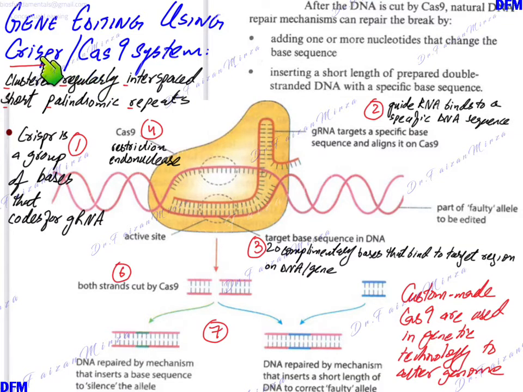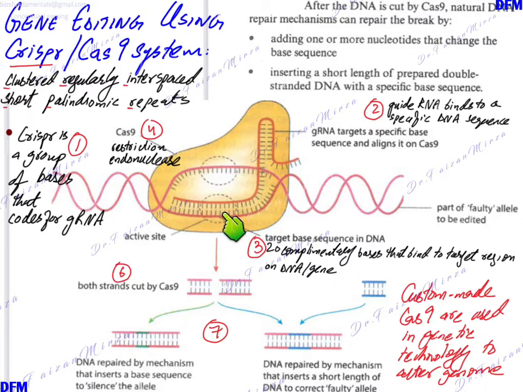system works. CRISPR-Cas9 is actually the gene editing tool. CRISPR is a set of genes. It's actually a gene, not a set of genes. This is a set of nucleotides, and this CRISPR codes for an RNA which is called gRNA. gRNA is guide RNA. The guide RNA has 20 bases which are complementary to the template strand.